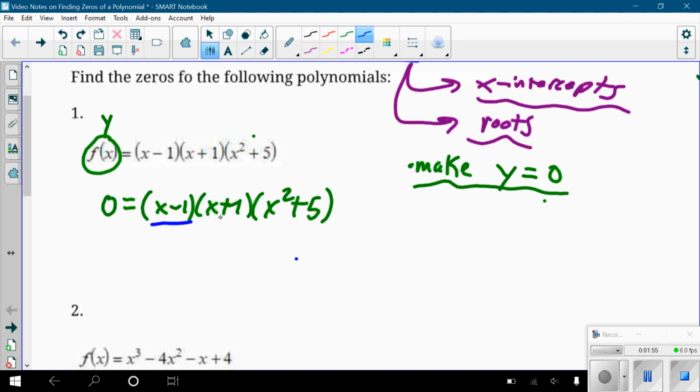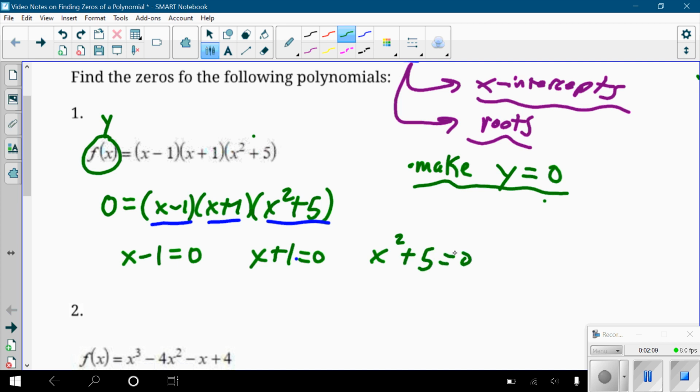We're going to rely on the zero product property to set each individual factor equal to 0. Okay, so we're setting each factor equal to 0 to get our zeros, our x-intercepts, our roots. Okay, easy to solve. X minus 1 equals 0. X equals 1 is one of our zeros. X plus 1 equals 0. X equals negative 1 is one of our zeros.